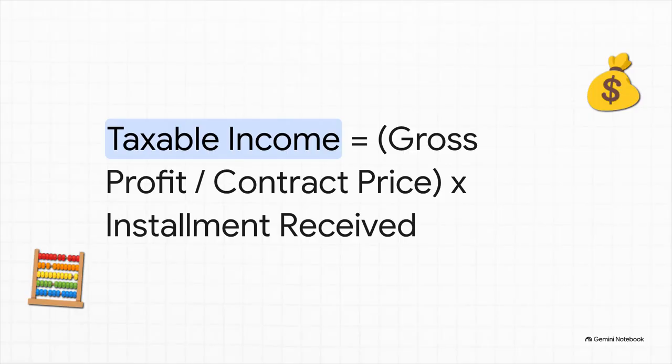Once you have your foundational numbers locked in and you survive that trap, you plug them into this master formula. You divide your gross profit by the contract price to get your gross profit ratio. Then you just multiply that ratio by the actual installment cash you received that year. This reveals the precise, exact amount of taxable income you need to report to the BIR.